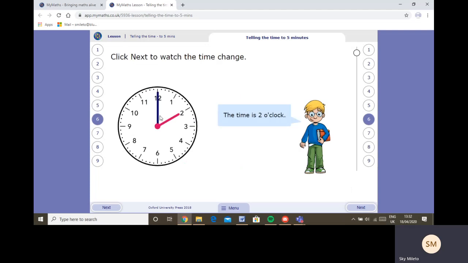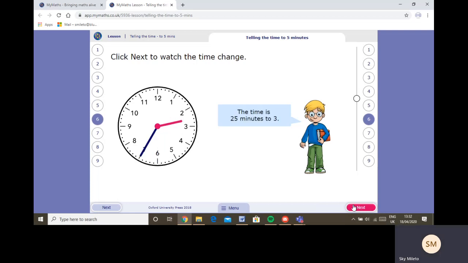So we're going to watch the time change. At the moment we can see it's 2 o'clock. Let's watch. 5 minutes past 2. 10 minutes past 2. Quarter past 2. 20 minutes past 2. 25 minutes past 2. And look how the hour hand is also moving. It's moving slowly, but it's still moving towards that 3. Half past 2.